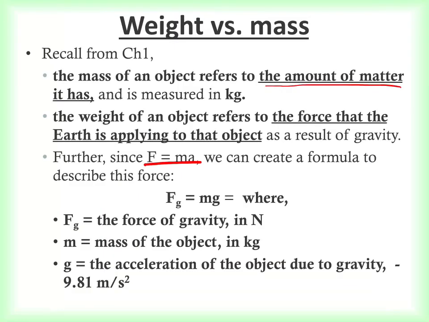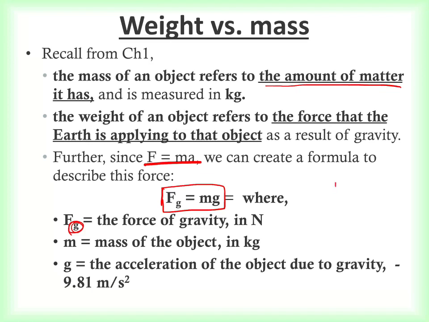It's 9.81. So if I replace acceleration with gravitational acceleration, I put g there. So F is equal to mg instead of ma. But this, of course, is only the force due to gravity. So we have to put this little g down here.